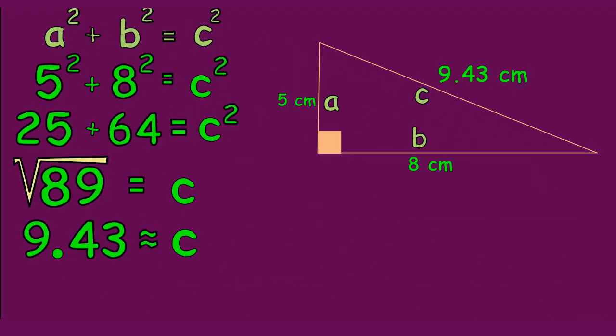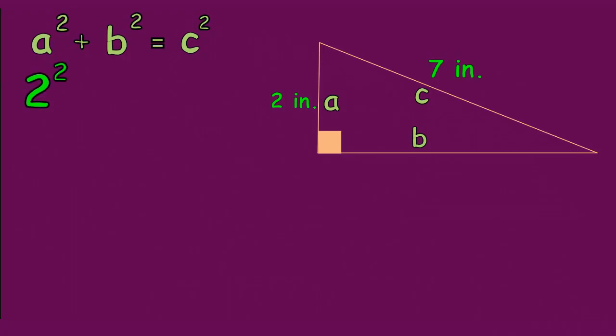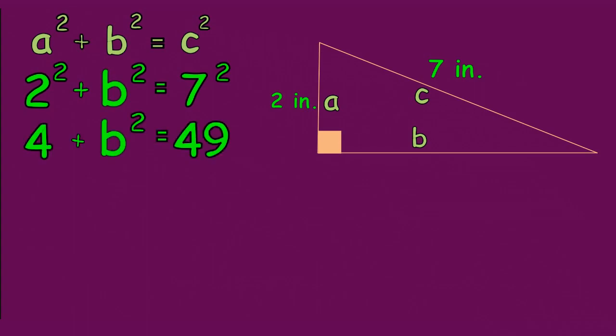Let's try one last example. For this triangle, we have side lengths of 2 inches and 7 inches. Look across from the right angle at side C. Notice that we already have that number, 7. If we label the 2-inch side as side A, we will have to find the length of side B. Let's go to our equation and plug in the numbers we know. 2 squared plus B squared equals 7 squared. Once we simplify, we have 4 plus B squared equals 49.